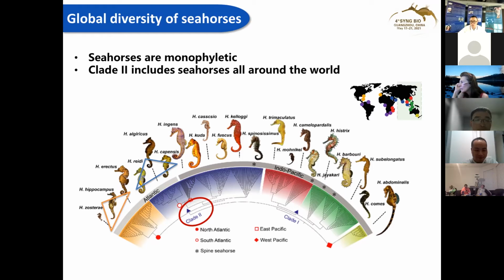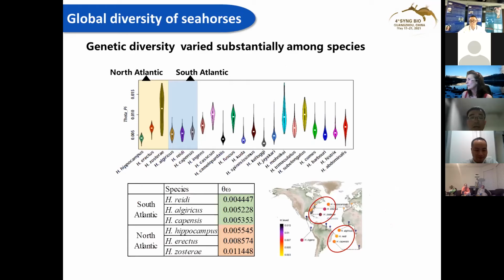Interestingly, we find that even in the Atlantic Ocean, the South group and the North group separate significantly from each other. What's more, we analyzed the genetic diversity, and we also found that the North Atlantic groups have higher diversity values compared to the South Atlantic groups. So why is this phenomenon?